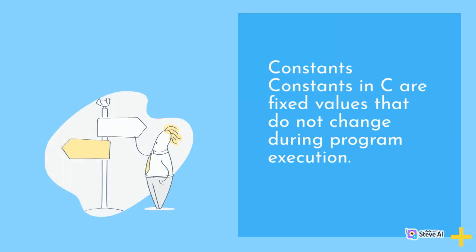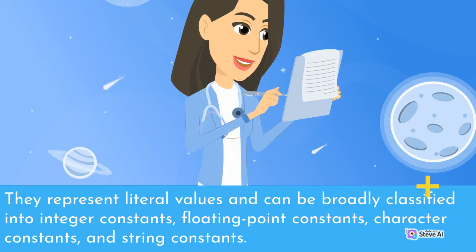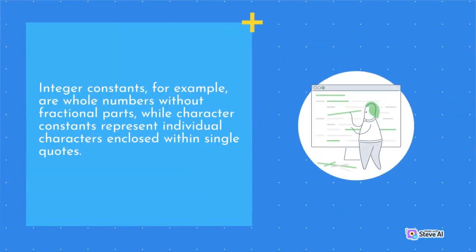Constants. Constants in C are fixed values that do not change during program execution. They represent literal values and can be broadly classified into integer constants, floating point constants, character constants, and string constants. Integer constants, for example, are whole numbers without fractional parts, while character constants represent individual characters enclosed within single quotes.